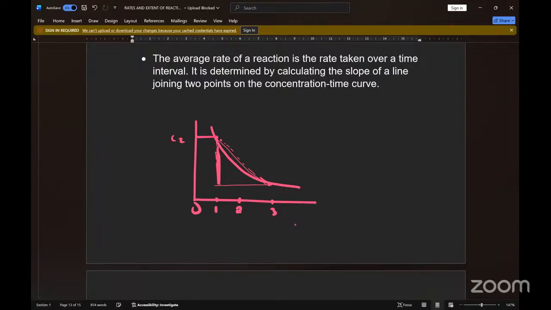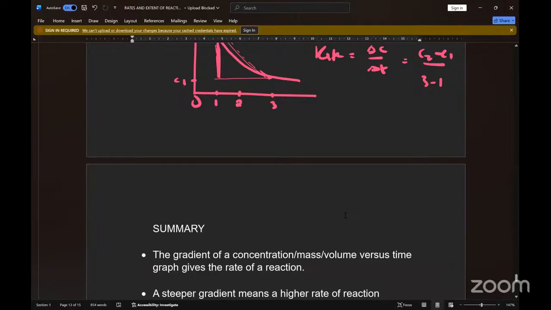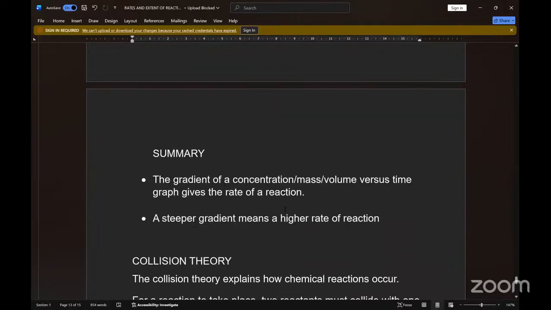If this is C2 and this is C1, the concentration C1. So the rate is going to be change in C over change in time. So it's going to be C2 minus C1 over your time here. It will be 3 minus 1. Then you calculate and whatever value you get, that is it.